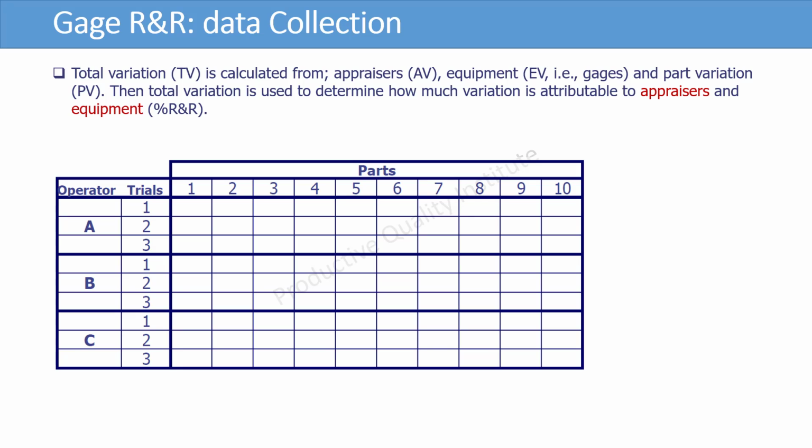Total variation is calculated from appraisers, AV, equipment, EV, for example gauge, and part variation, PV. Then total variation is used to determine how much variation is attributable to appraisers and equipment, % R&R. For example, for 3 operators, measure 10 parts 3 times. We will fill in the following table.